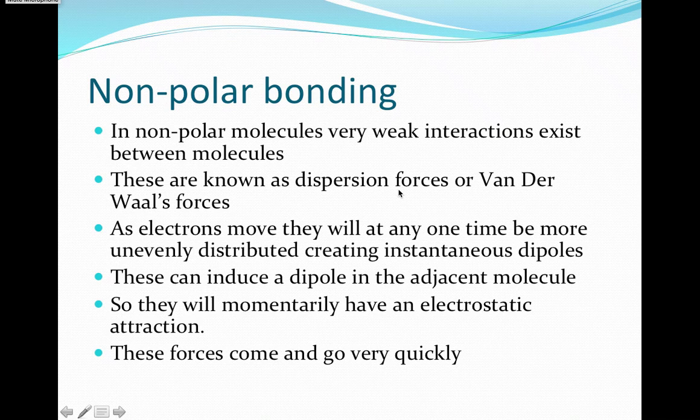Unit 1 Chemistry, Chapter 7, Part 3: Intermolecular Bonding in Non-Polar Molecules. So, we're still looking at covalently bonded molecules. So the bond holding the atoms together is still covalent. But some of these molecules are non-polar.